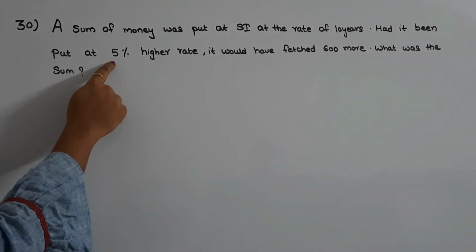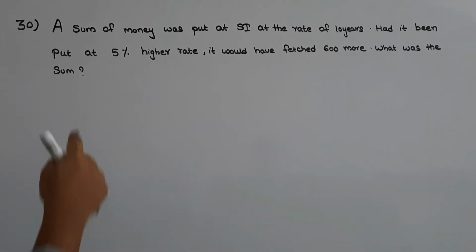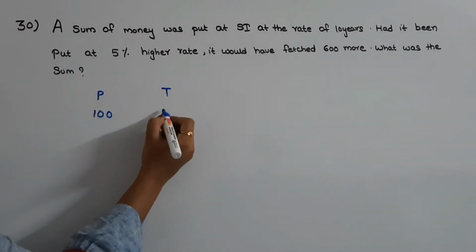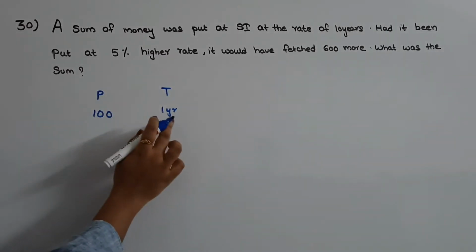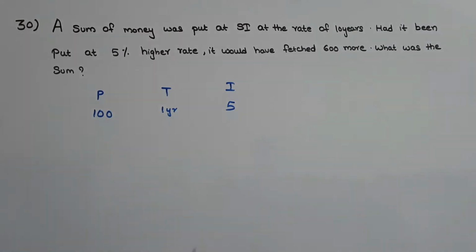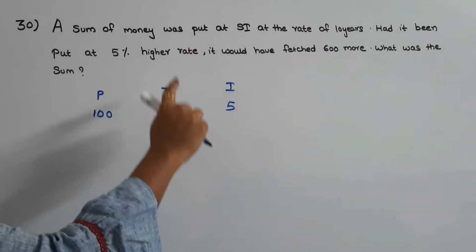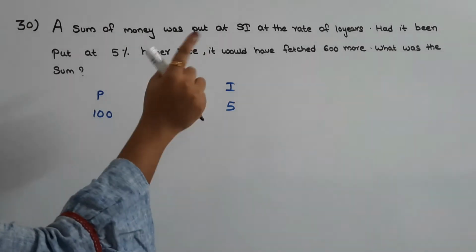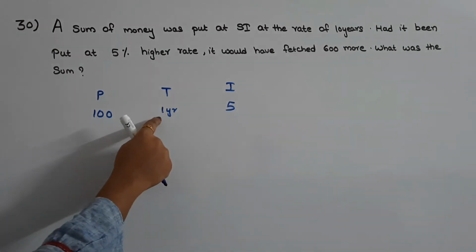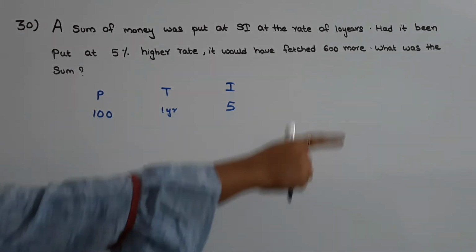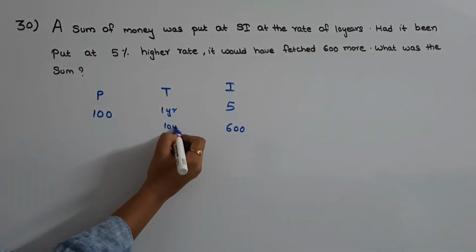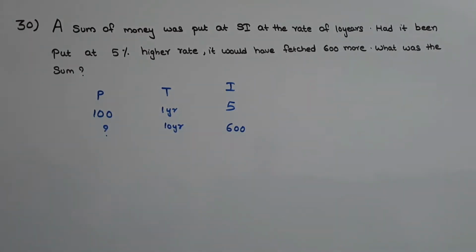Now, how can we write the rate? I told rate is equal to the interest when the principal is 100 and the time period is 1 year. So, when the principal is 100 and the time period is 1 year, interest will be equal to the rate of interest, that is 5. This 5 is the increase in the rate, so this is the increase in the interest. Now, if the increase in the interest is 5 for a time period of 1 year, principal is 100. Now, when the increase in the interest is 600 and for a time period of 10 years, what is the principal? That we need to find out.